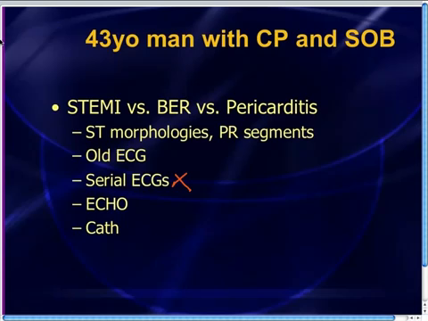Next thing that you can do is to try to get an emergent echo on the patient. If you get an echo and you see wall motion abnormality, that points towards STEMI. If you see no specific wall motion abnormality, but you see pericardial effusion, then that points more towards pericarditis.